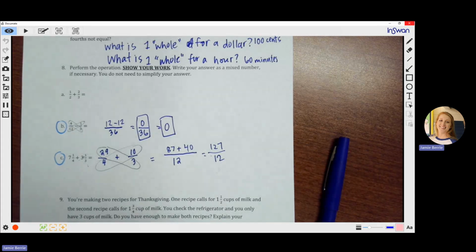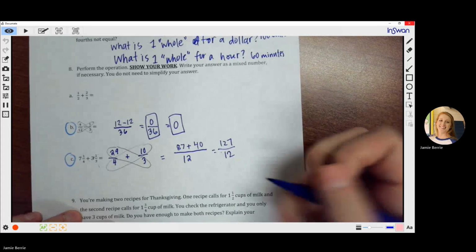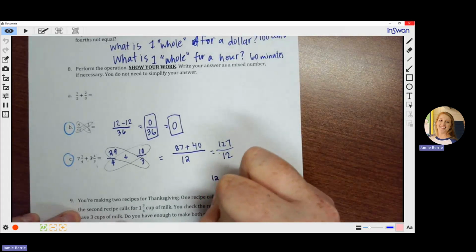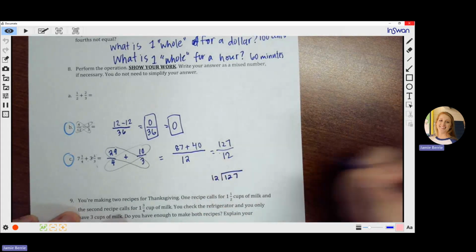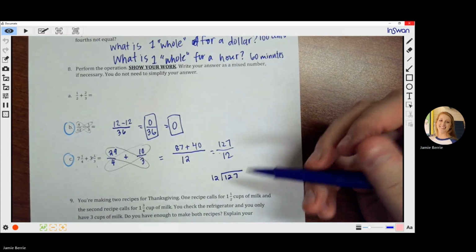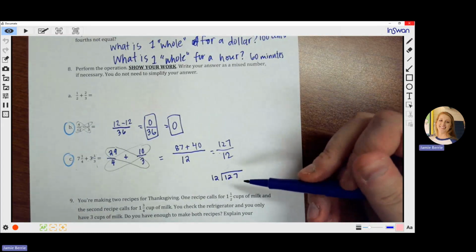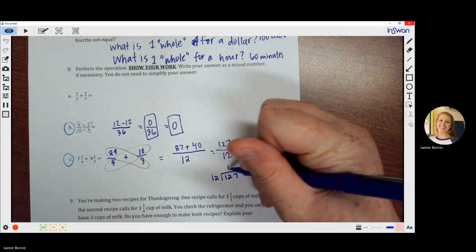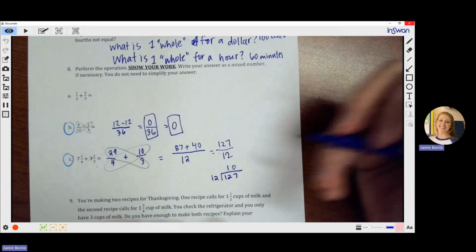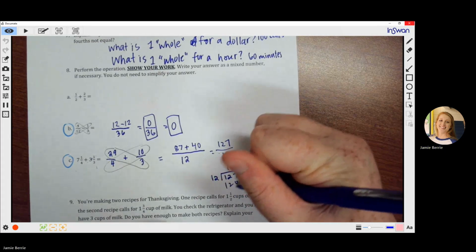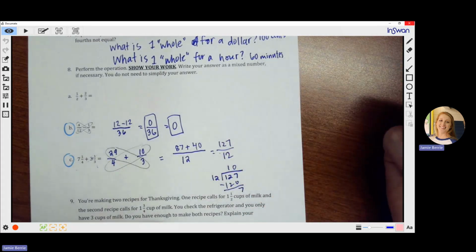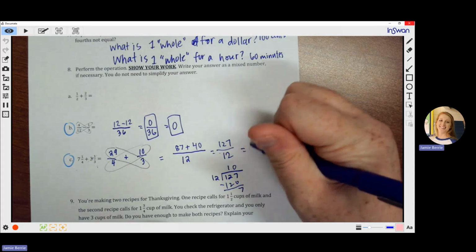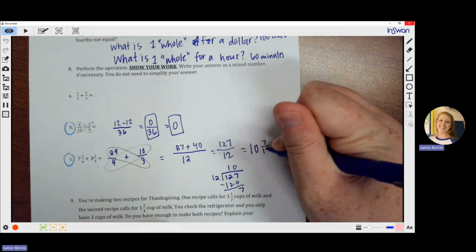You're going to do long division. So I'm going to go down here and do 12 into 127. This one I think is pretty easy because I know that 12 times 10 is 120. So this has got to be 10 up here, and that would be 120. That leaves me with 7. So that's 10 and 7/12.